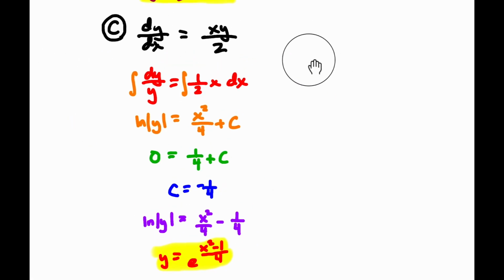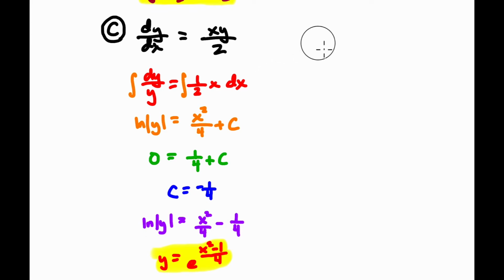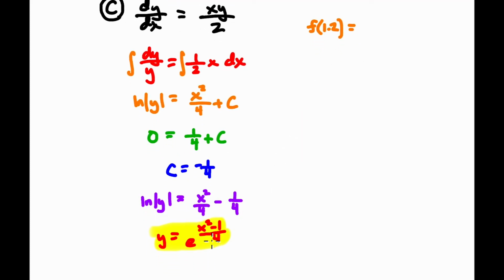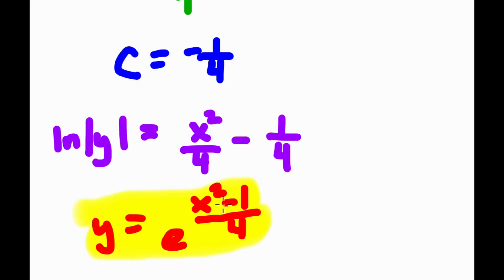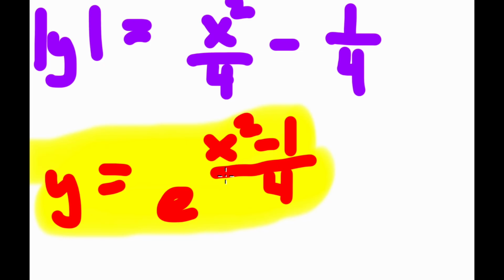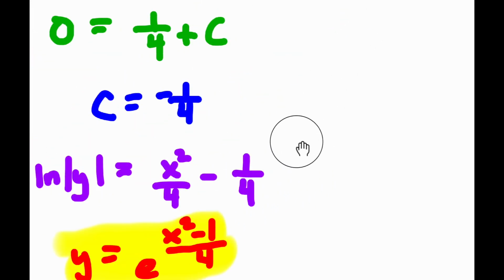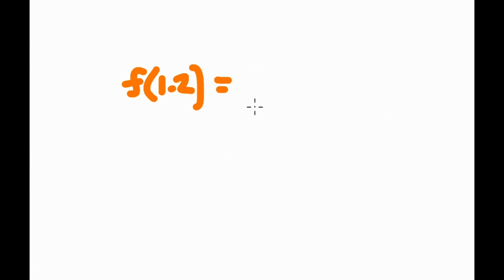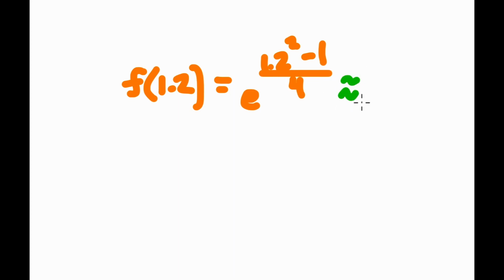It says to use this solution to figure out what f of 1.2 is. So we're trying to figure out what's f of 1.2. Okay, well f is the y in this case, and 1.2 is the x. So I'm basically going to just be putting 1.2 into the x of this equation right here and solving. And this is where it says to use your calculator, because you end up with some crazy decimal number. So you're going to end up with e to the 1.2 squared minus 1 all over 4. Now it says to round this to 3 decimal places.